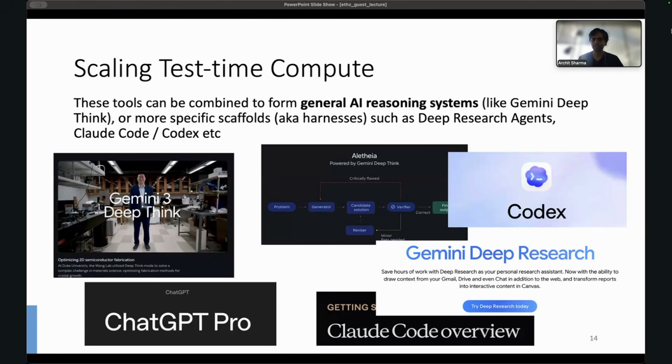So this kind of scaling of test time compute led to many different kinds of reasoning systems. Gemini DeepThink, which I'll talk a little bit more about, is an example of such a system. But recently, if you've been using any agentic coding tools, or if you have used deep research agents, these are all examples of what I think are scaling test time compute, but more through specific scaffolds or harnesses around an LLM system. So things like DeepThink or ChatGPT Pro are more general reasoning systems which can answer a variety of queries, but use an extended amount of inference time compute. But there are more specific harnesses as well. So Codex, Gemini Deep Research, Claude Code, Alethea is another example, which are maybe more targeted research agents, but still use a large amount of test time compute.